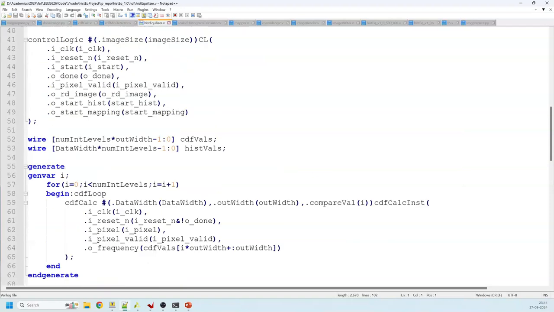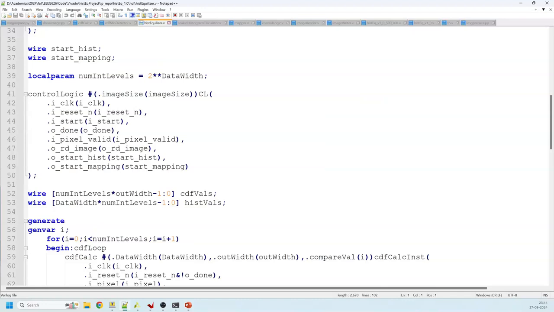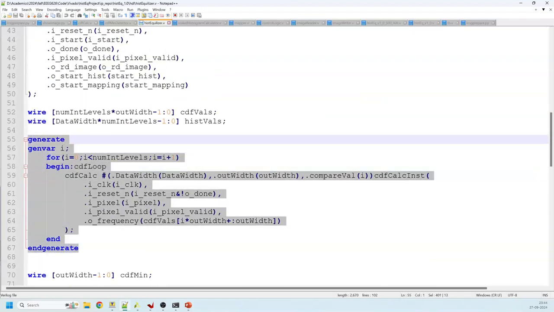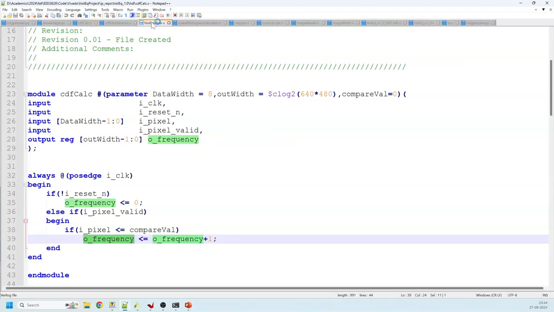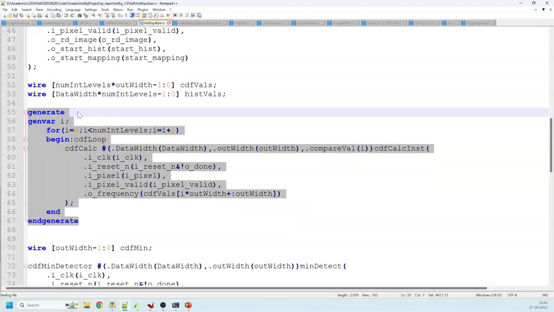Now this file, histequalizer, is somewhat of an intermediate level, high level module. We'll discuss the control logic later. So this is the code block where we are instantiating our cumulative histogram calculator 256 times. In Verilog, we have this generate statement using which we can easily do it. Instead of copy pasting it 256 times, we can simply write a generate statement. And during implementation, in our case Vivado, it will be unrolling this loop and instantiating it 256 times for you.